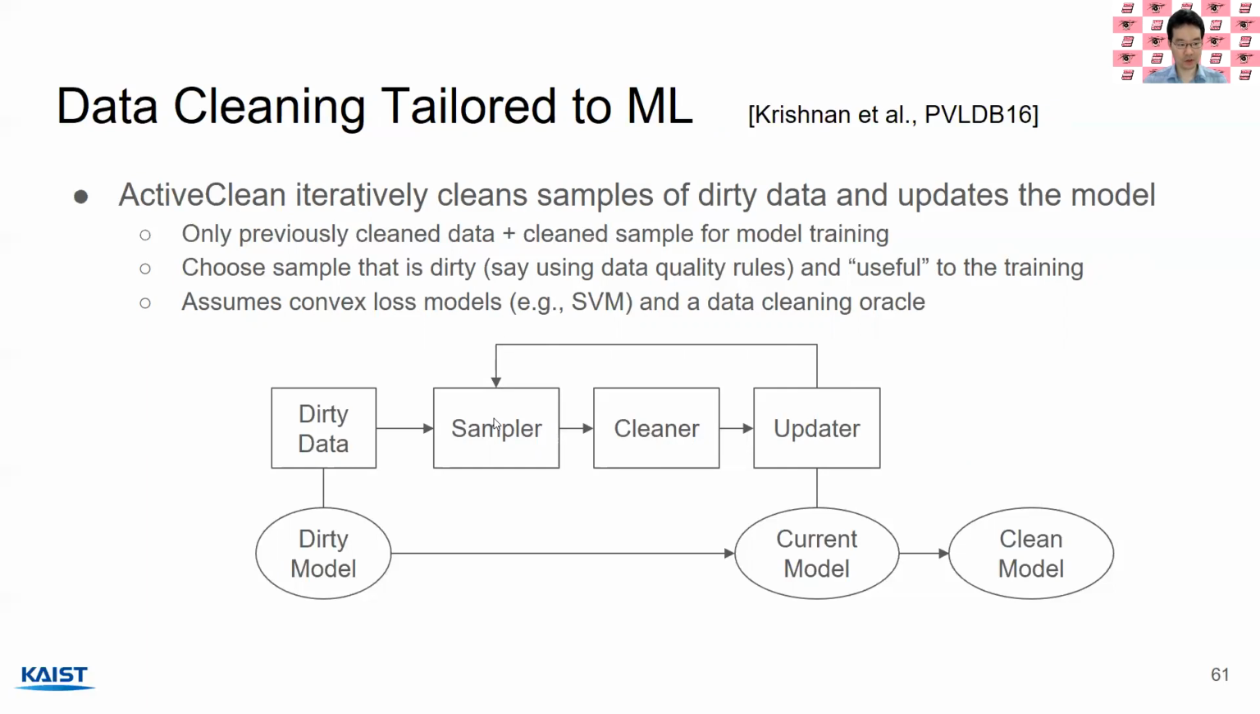Now, this work has theoretical guarantees. So at some point, you're training your model on the clean sample plus previously clean data. At some point, the model obtains optimal accuracy as if it was trained on clean data only. But it does assume convex loss models like SVM.